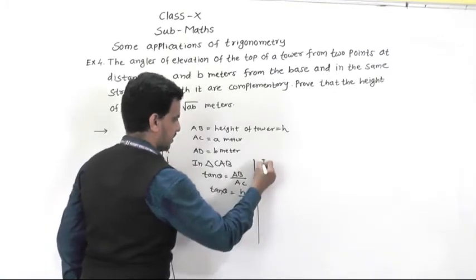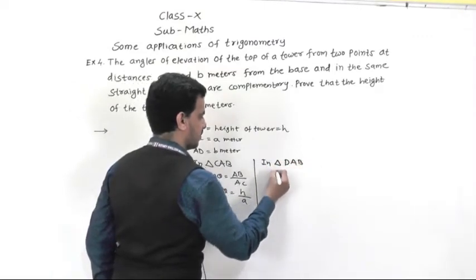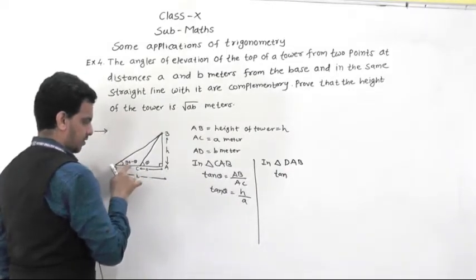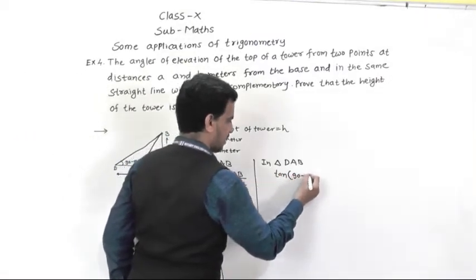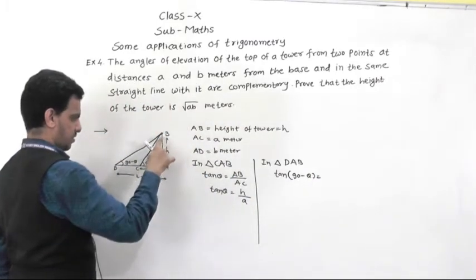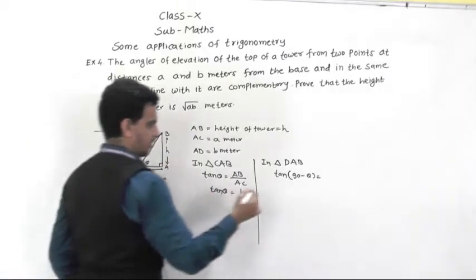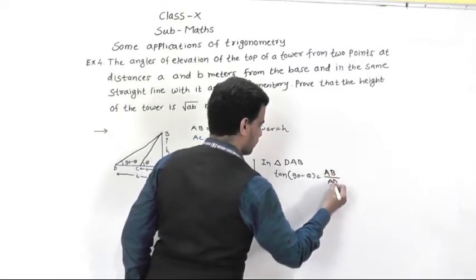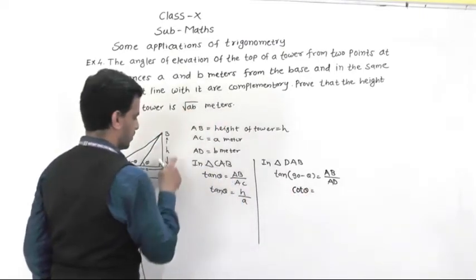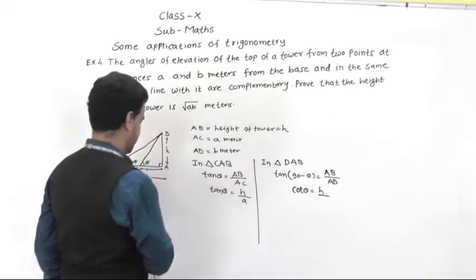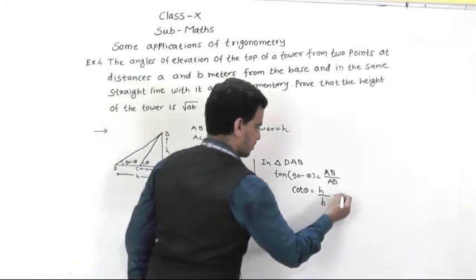Then next, in triangle DAB, this angle is 90 minus theta because these two are complementary. So if this is theta, this is 90 minus theta. So tan of 90 minus theta is equal to AB upon AD, opposite side by adjacent side. Now we know that tan of 90 minus theta is cot theta. AB is h, AD is b, so cot theta is equal to h upon b. Suppose this is equation 1, and this is equation 2.